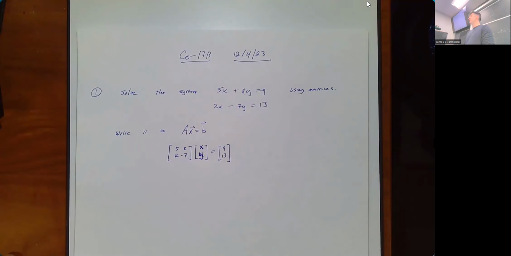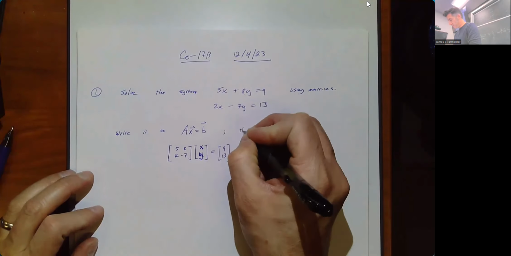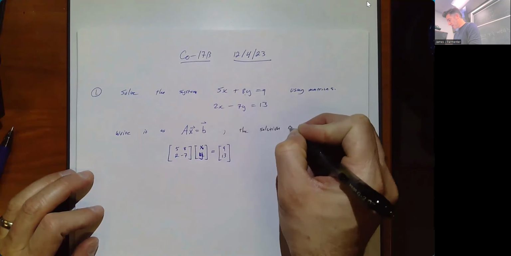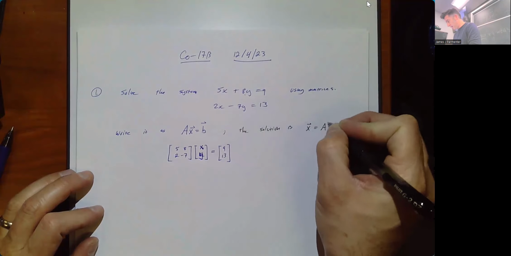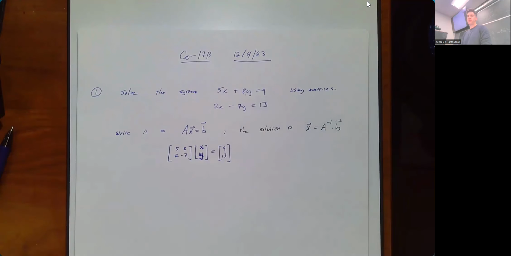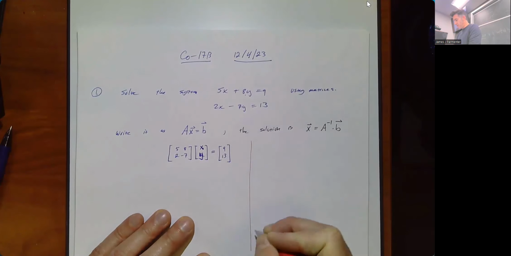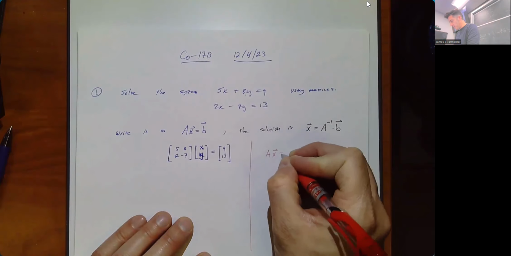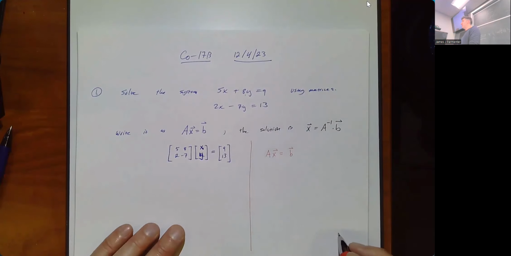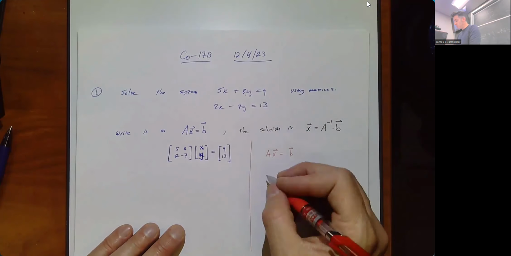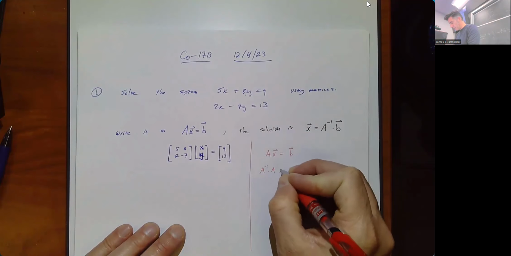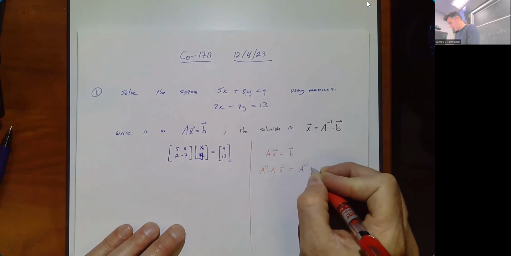So all we've done is rewritten this equation as a matrix equation. Now, the solution to AX equals B is X equal to A inverse times B. And the work that we're not showing, but that you could show if you wanted to, is that if you take this equation, A times X equal to B, and multiply both sides on the left by the inverse of A, you get A inverse times A times X equals A inverse times B.